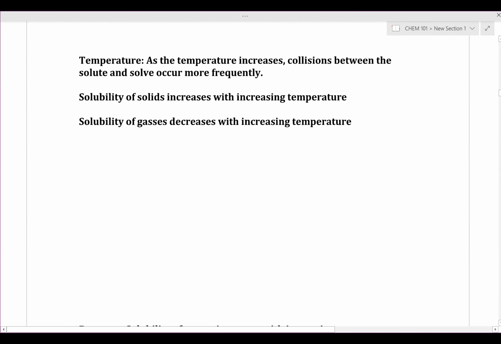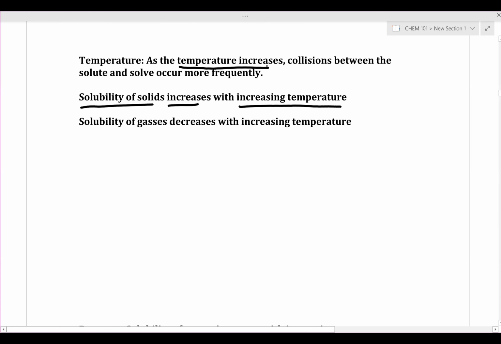The next factor that affects solubility is temperature. We can see this from our day-to-day experiences. If you've ever tried to add sugar to a really warm cup of coffee, you may notice as you wait and the coffee cools, what happens to the sugar? What do you see at the bottom? Is it still dissolved? No, right? It crashes out of solution. So a key feature of temperature is that the solubility of solids increases with increasing temperature.